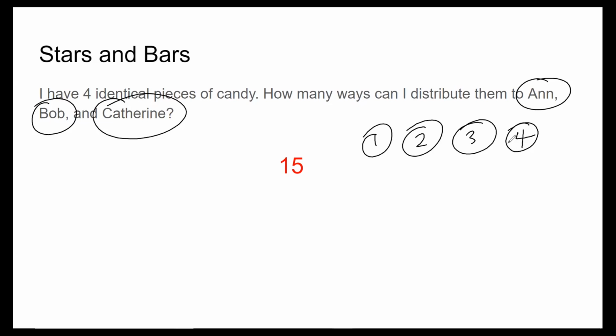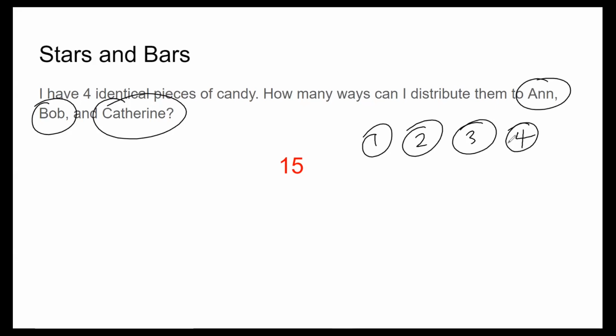They do not necessarily each have to have at least 1 piece. So for example, Bob could have 0 candies, Anne could have 3, and Catherine could have 1. So the trick to doing these types of problems is ordering out 4 identical pieces of candy.